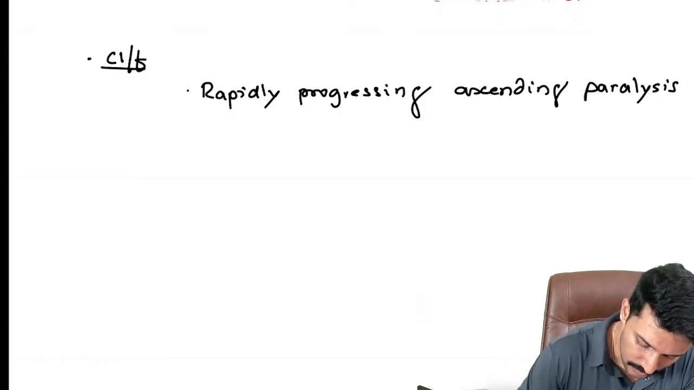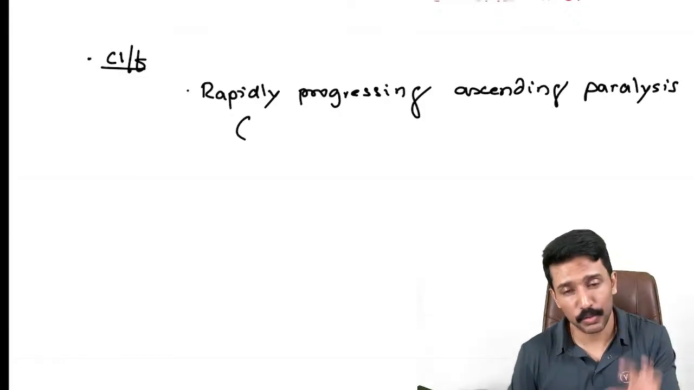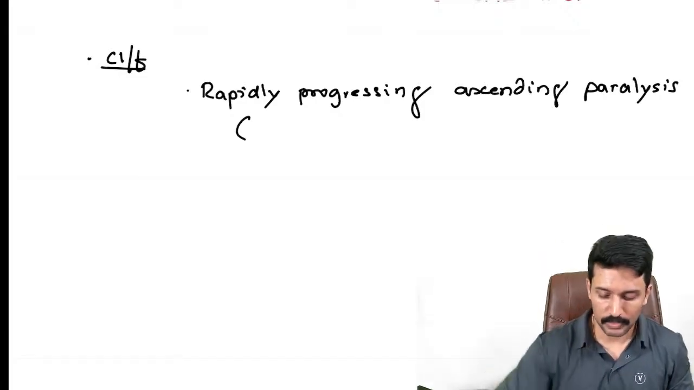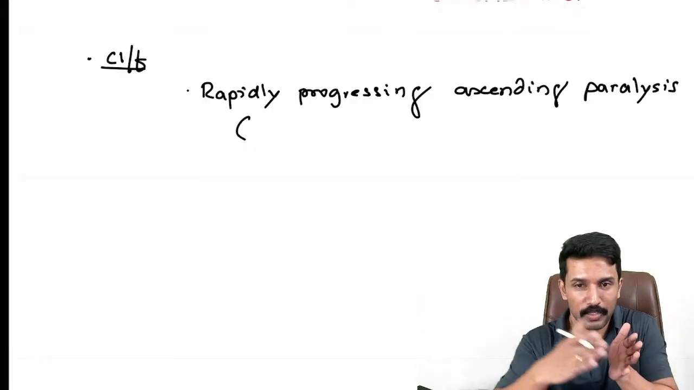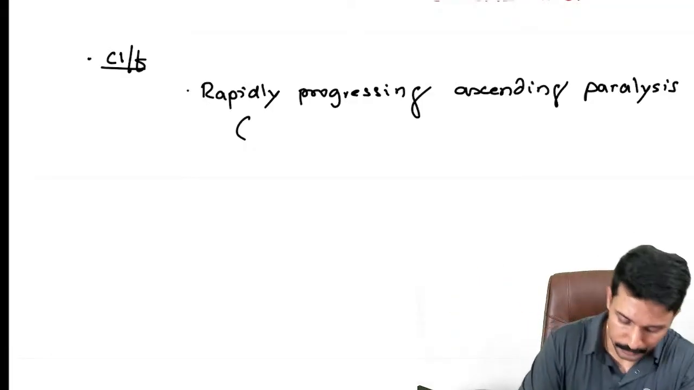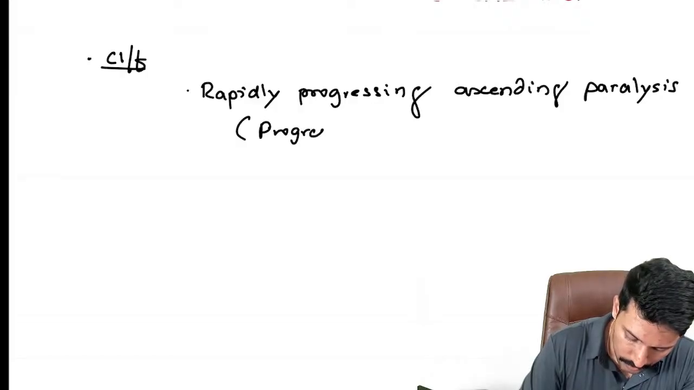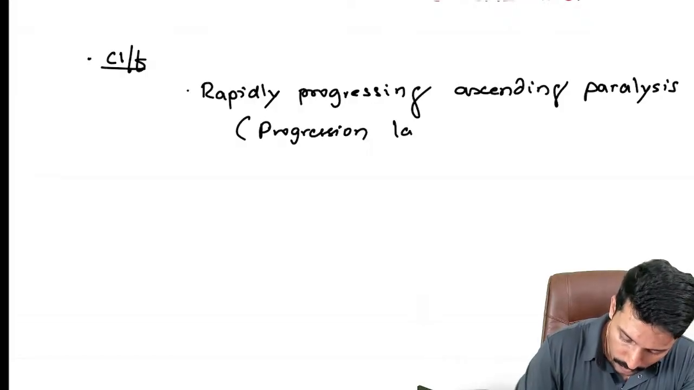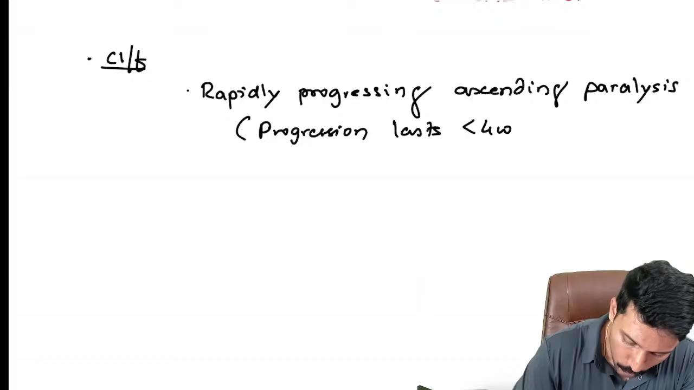Ascending paralysis. Some extra points to note here from which the MCQs are usually asked. What is that? The progression, the phase where the disease is progressing, lasts for less than 4 weeks.